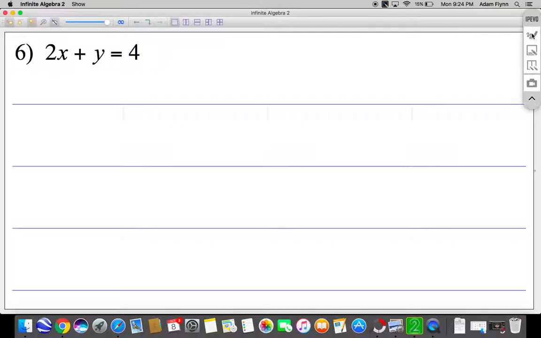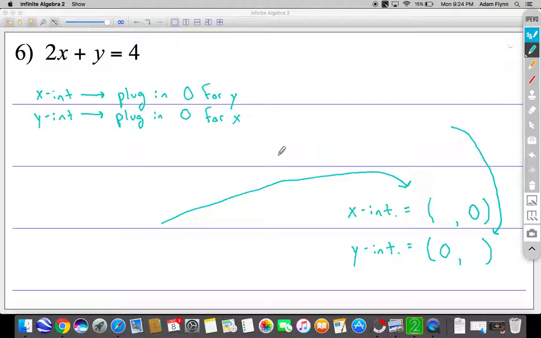Okay, number 6, last problem. So for number 6, let's do the y-intercept first this time. So we have 2 times 0 plus y equals 4. So 2 times 0, that cancels out, much like the last problem, and we have y equals 4. So since the y is by itself, I can plug in 4 down here.